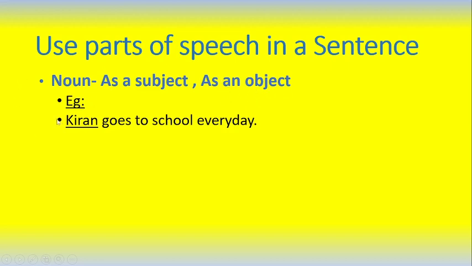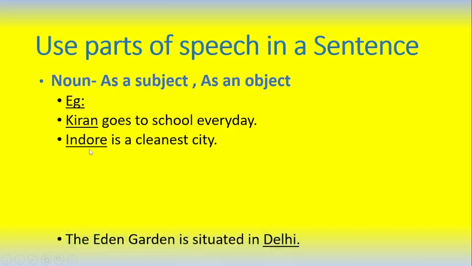So here Kiran is a subject. It is used as a subject. So Kiran is what? It is a noun. The next one: Indore is the cleanest city. Now Indore is the name of the city. It's a noun. It is used as a subject in this sentence.